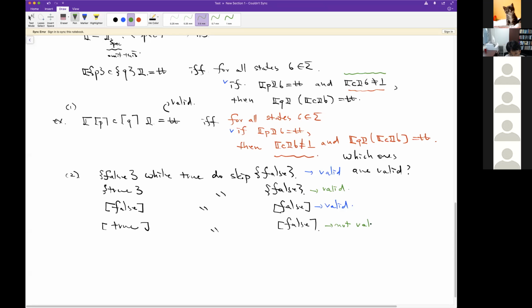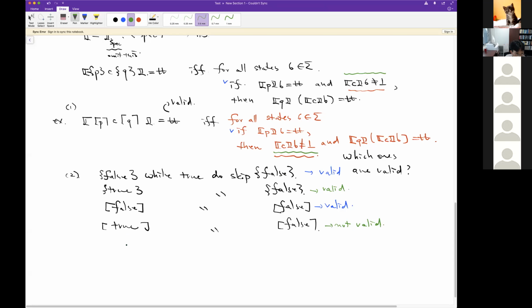Now the last one is not valid, because this termination part is no longer in the assumptions, it's in the requirement, in the conclusion. So for total correctness, the program must always terminate and then satisfy false, and the program doesn't really terminate at all, so it's not valid.